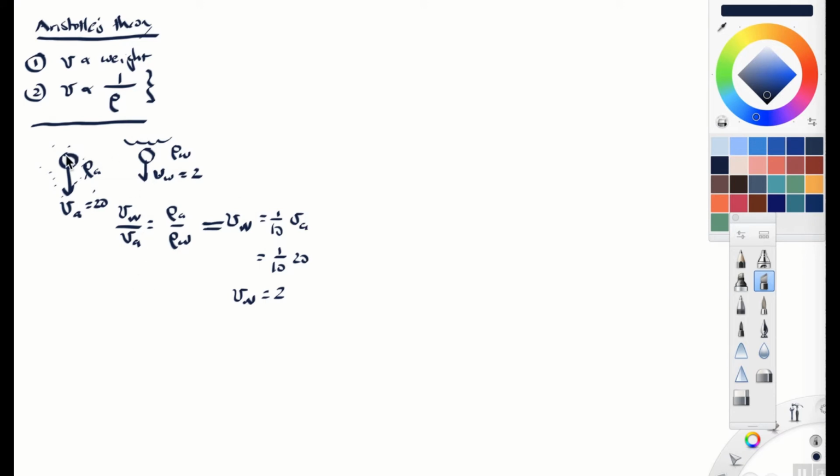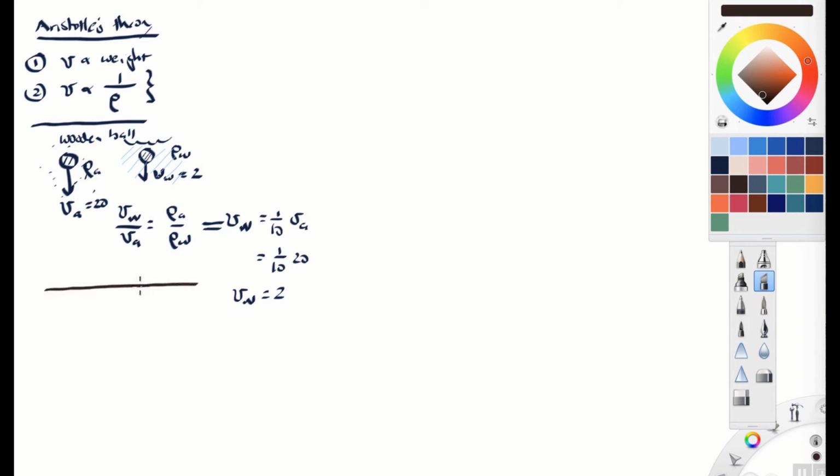Well, we know wooden objects, because after all, this is a wooden ball, wooden objects do not sink in water, they float in water. So Aristotle's theory predicts that a wooden ball will sink in water at a fraction of the speed of the same wooden ball in air, when in fact it floats in water. So there must be something wrong with Aristotle's theory, at least his theory that the velocity goes as 1 over the density of the medium. Okay? But Salviati doesn't stop there with the criticism.